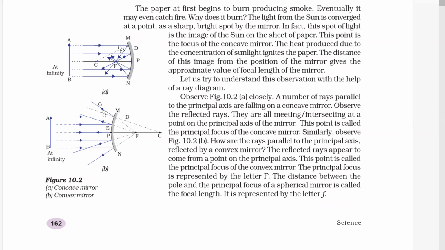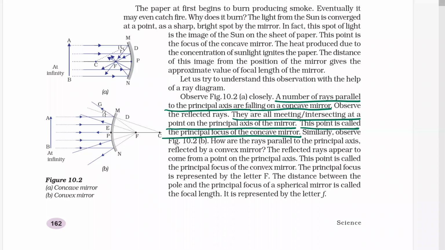A number of rays parallel to the principal axis are falling on the concave mirror. Observe the reflected rays. They are all meeting at a point on the principal axis of the mirror. This point is called the principal focus of the concave mirror.